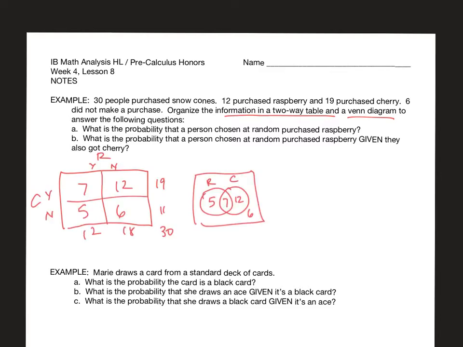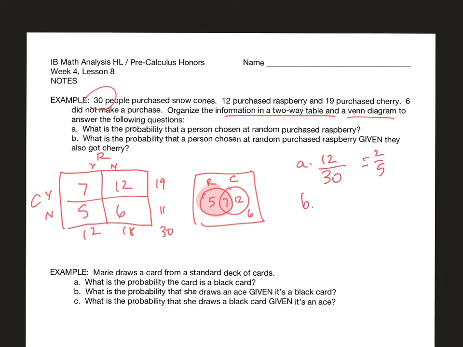Ta-da! Okay, so now that I've got it organized in my two-way table and my Venn diagram, if I look at question A, what's the probability that a person chosen at random purchased raspberry? Now, again, you can look at either one personally. I'm going to look right here. I know in this circle that there are 12 people. Okay, so 12 people out of the 30 purchased raspberry, and that reduces to 2/5.